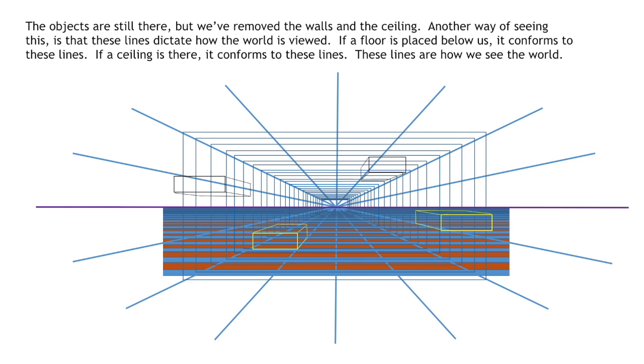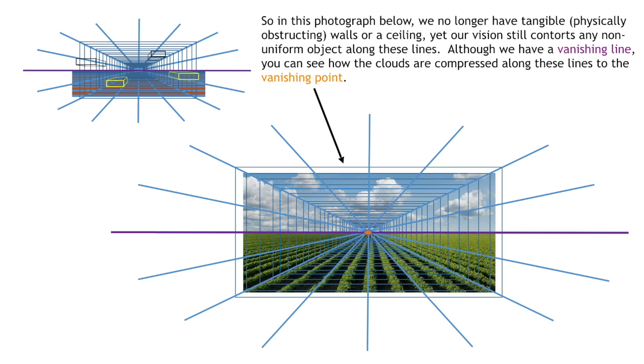Another way of seeing this is that these lines dictate how the world is viewed. If a floor is placed below us, it conforms to these lines, and if a ceiling is there, it conforms to these lines. These lines are how we see the world. So in this photograph below, we no longer have a tangible, physically obstructing wall or ceiling, yet our vision still contorts any non-uniform object along these lines. And although we have a vanishing line, you can see how the clouds are compressed along these lines to the vanishing point. Even the clouds are converging towards the orange point in the middle.